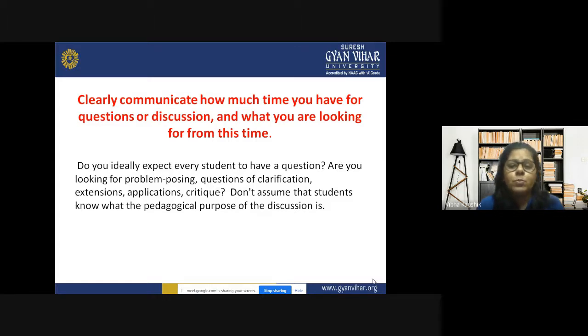Don't assume that students know what the pedagogical purpose of the discussion is. It means the students may not understand the main purpose, aim, or goal of the discussion. It's you who has to explain to them the purpose of the discussion. And the second thing is that you must be sure that this is the particular objective that you want to achieve through the discussion.